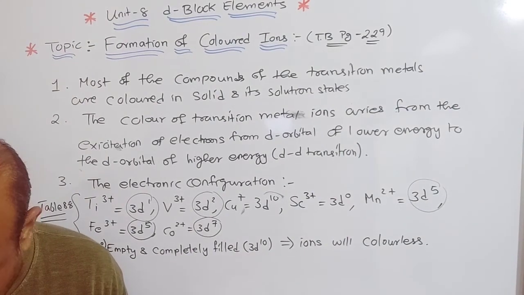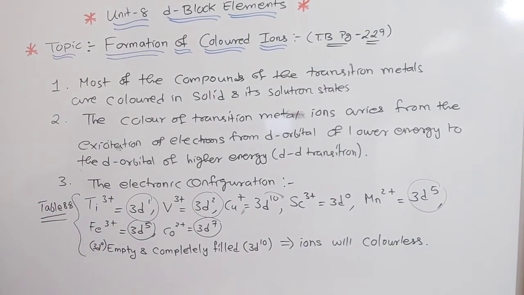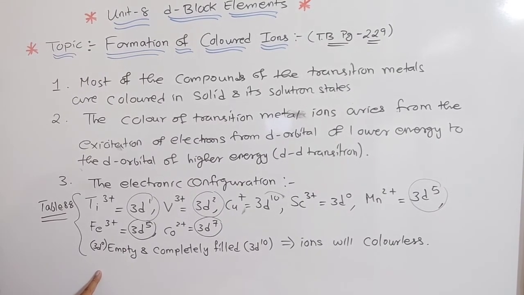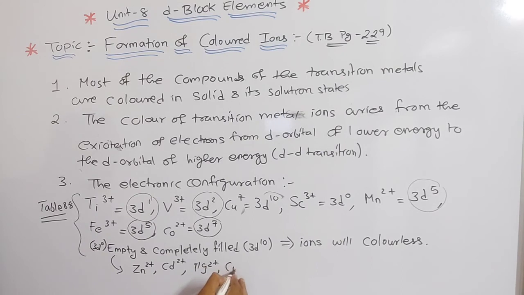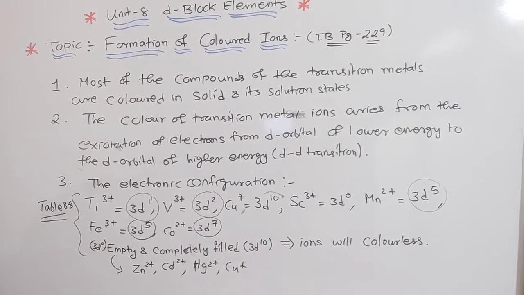If you want, I can write down the examples. Here for colorless ions, the examples are there. If you want, you can write them down. Zn2+ is an example of completely filled. So Zn2+ is there, then Cd2+, then Hg2+ and Cu+, and Ag+, Au+. These ions are colorless. Excitation of electron is not possible within the d orbitals.